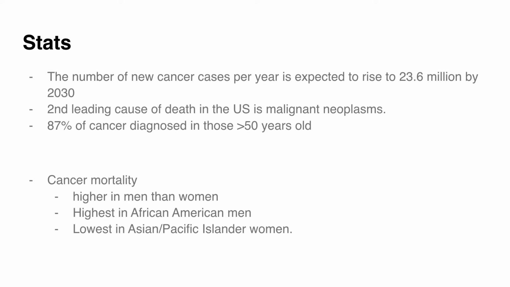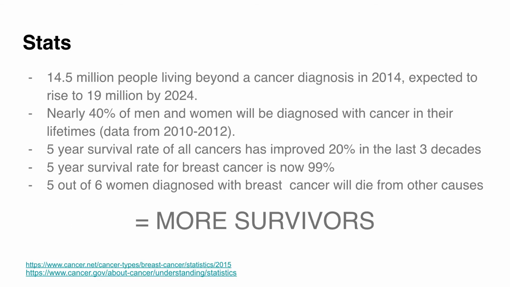The second leading cause of death in the U.S. is a malignant neoplasm. So it is something that is causing a fair amount of the causes of our death. 87% of cancer is diagnosed in those that are a bit older, so over 50 years old. Cancer mortality has lots of different factors, which we'll touch on some during our lectures together, but it's higher mortality in men than women. It's highest in African American men, and it's lowest in Asian or Pacific Islander women.